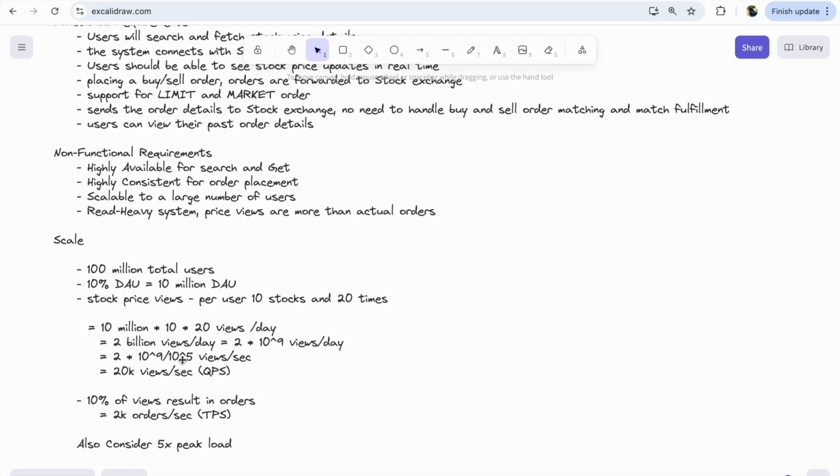Now if we assume approximately 10^5 seconds in a day, then 2 into 10^9 divided by 10^5 gives views per second. So that is 20,000 views per second. This is the QPS, or queries per second, which is huge.